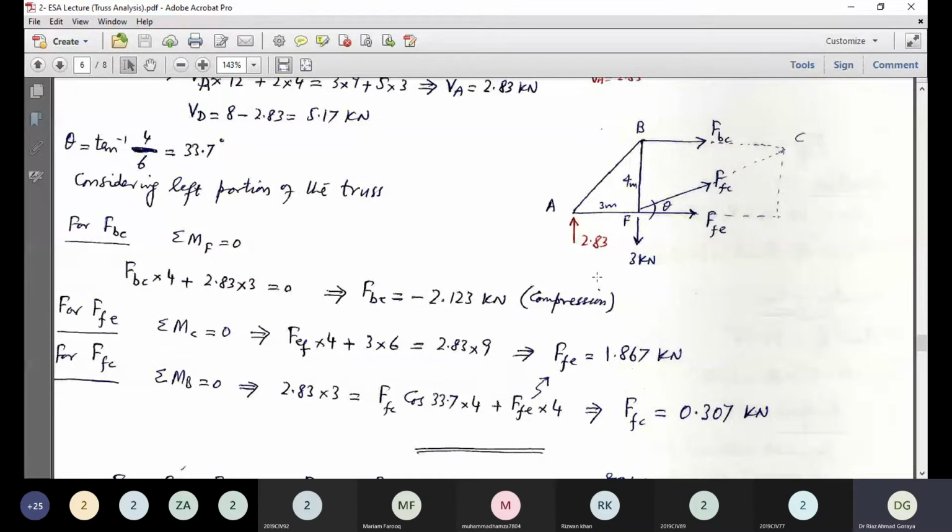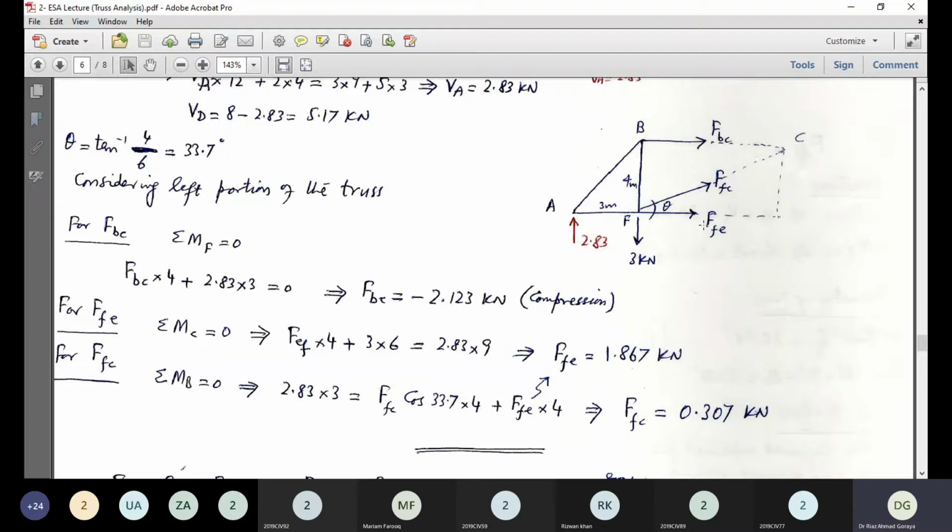So first, since we have to find 3 forces, FBC, FFC, FFE. So for the first force, FBC, the appropriate moment center, if you look at this free body diagram, is F. What will happen if you consider F as moment center? These two unknowns will become 0, and only one unknown will come into the picture.